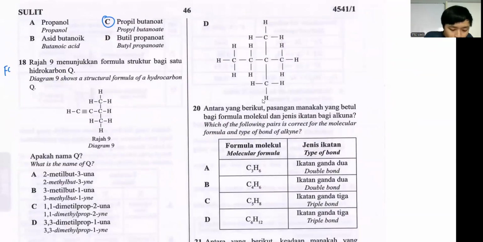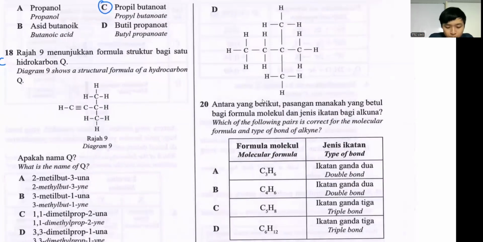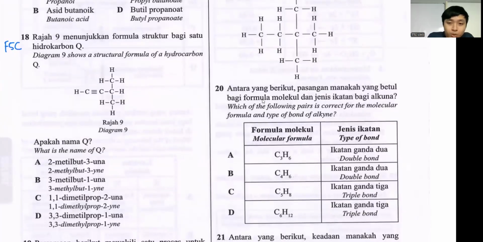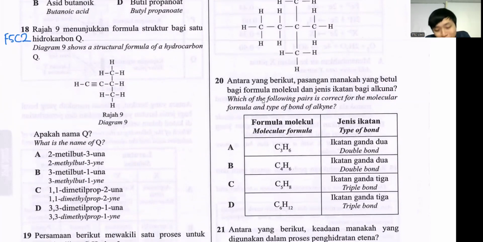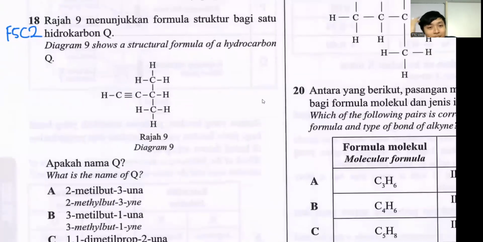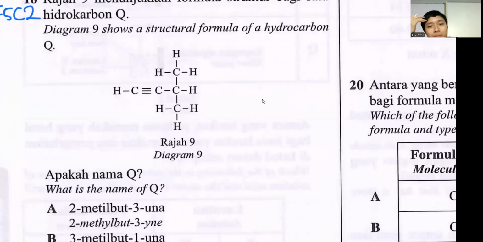This is another Form 5 Chapter 2 question. Diagram 9 shows the structural formula of a hydrocarbon Q. What is the name of Q? Obviously, the moment your eyes focus on the triple bond, you know this is an alkyne. But in this case, you have to find the longest carbon chain. This looks a bit confusing. Do you know where the longest carbon chain is? This is an isomer, right? So the way they draw it, do you know the best chain?